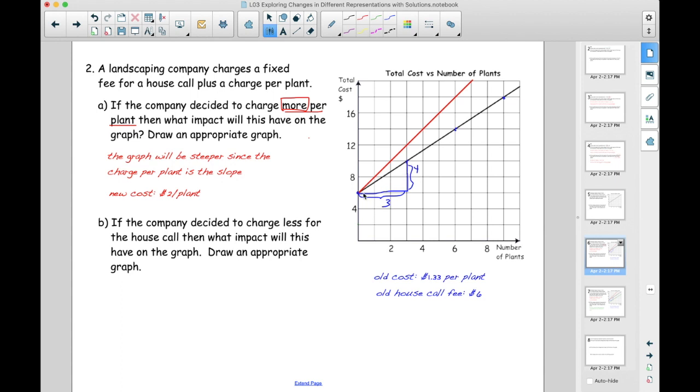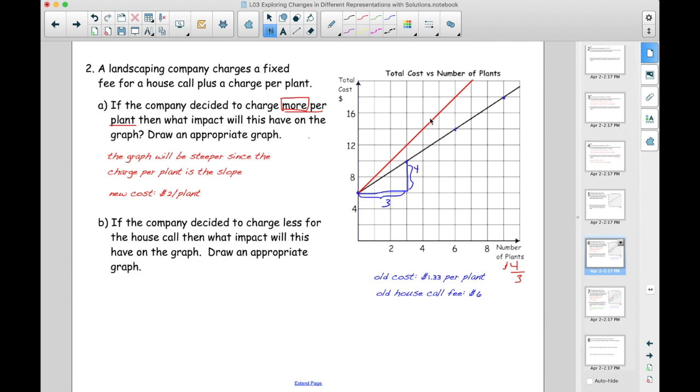Now, I just made a calculation. Initially, coming across here, that's 3 plants, and this change is $4. So the old cost was $4 divided by 3 plants, which I'm rounding to $1.33 per plant. And the old house call was the initial condition, which is right here at 6.